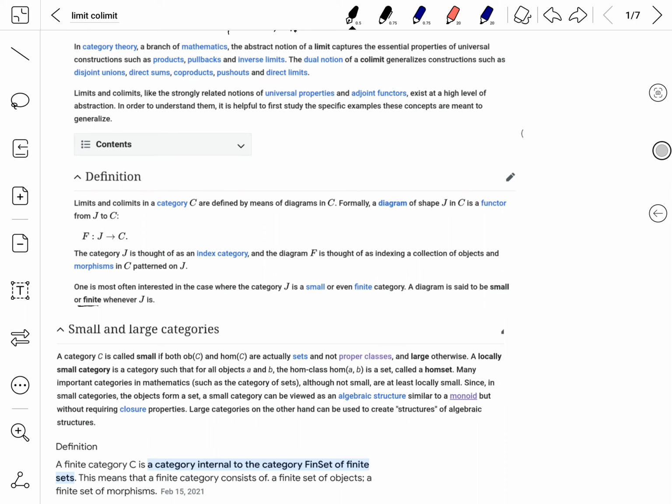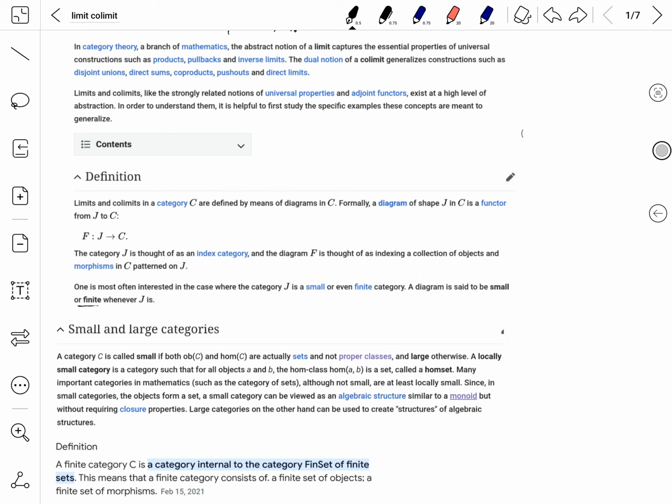It's better to be precise in which categories I define these things, although those products, pullbacks, and inverse limits are themselves universal, satisfying universal properties. Actually, in every category, if it satisfies the universal property, that is called the product, the pullback, the inverse limit of that category. The dual notion of a colimit generalizes constructions such as disjoint unions, direct sums, coproducts, pushouts, and direct limits.